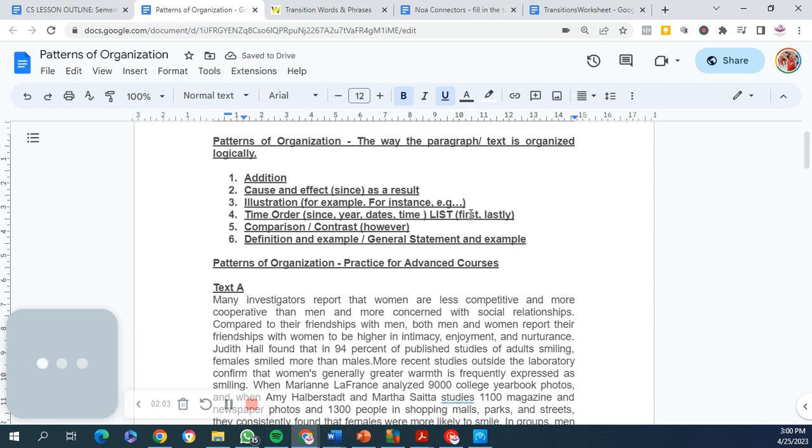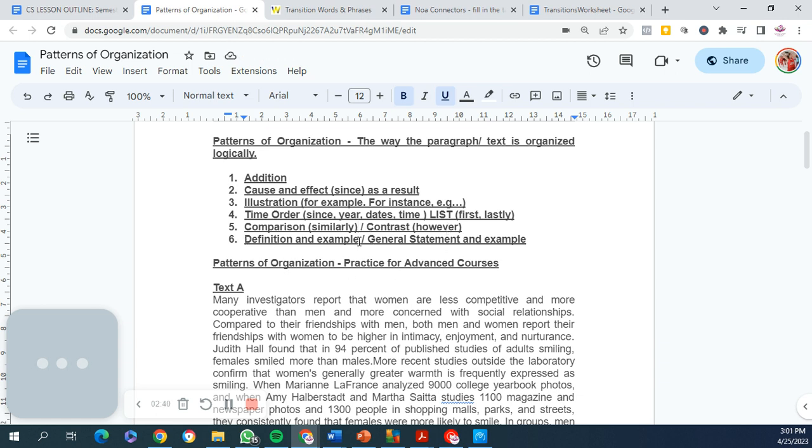List, it can be like time order or a new section. I really don't care. It's also related to addition. When we show the order of steps: first, second, third, lastly, to begin with, okay? Comparison and contrast. Comparison is looking for similarity. I'm going to write here similarly. Okay, that's an example of a comparison word. And contrast, however.